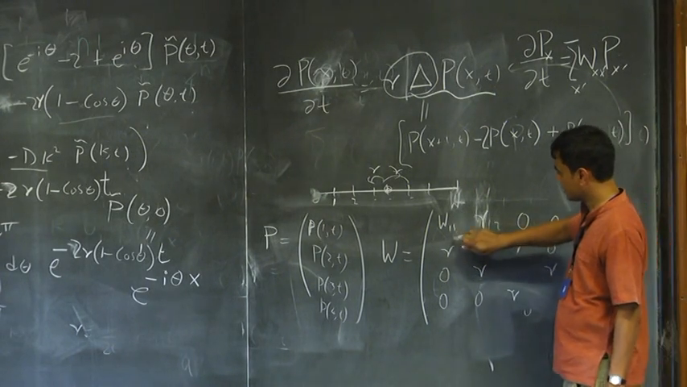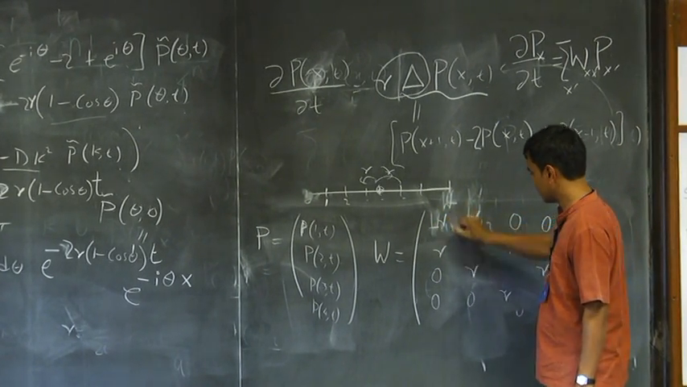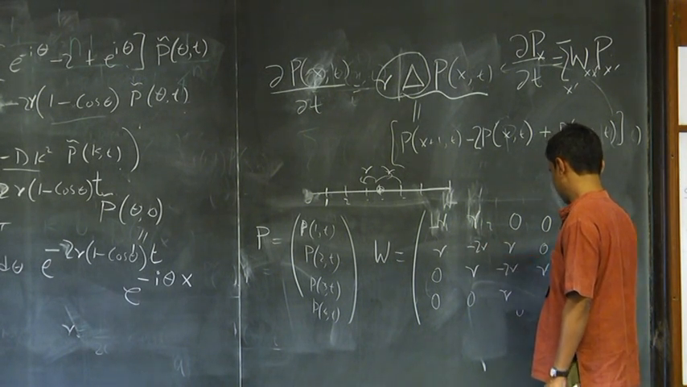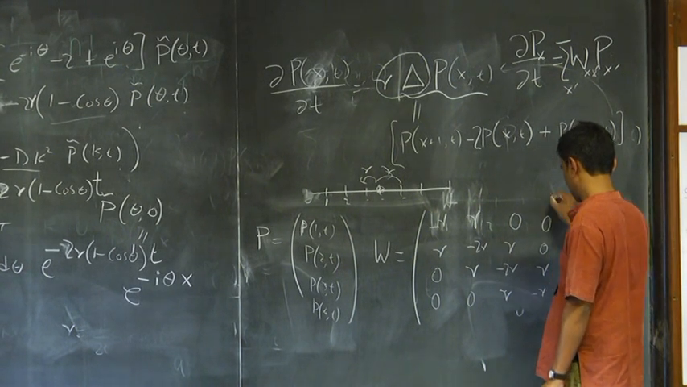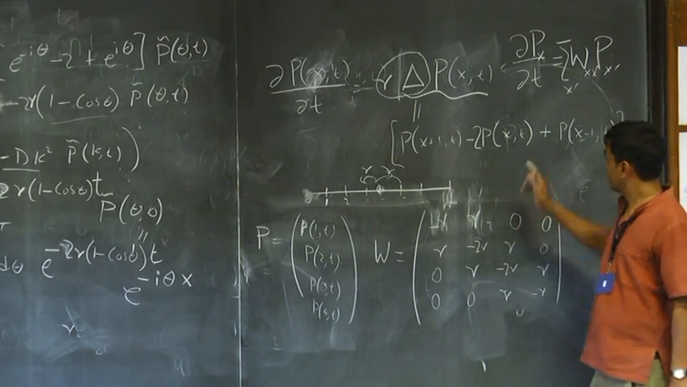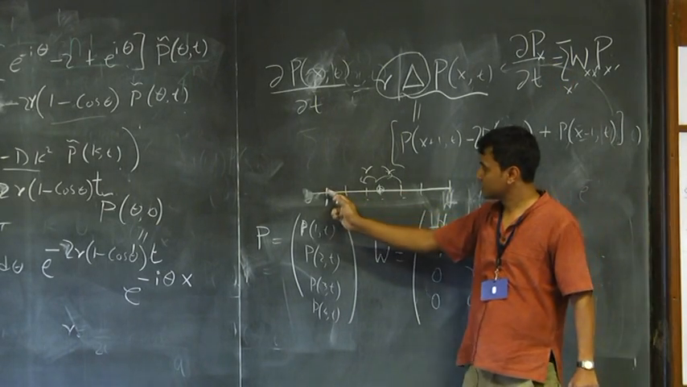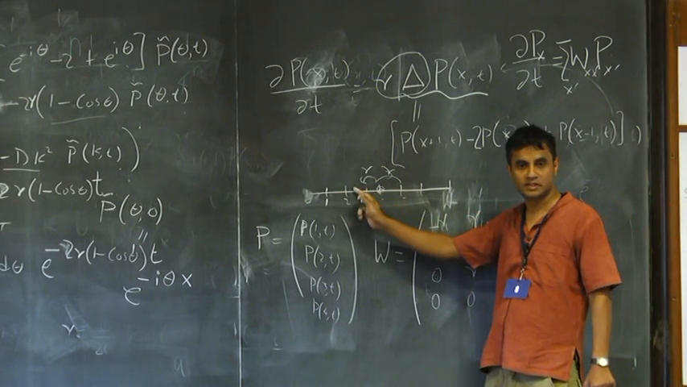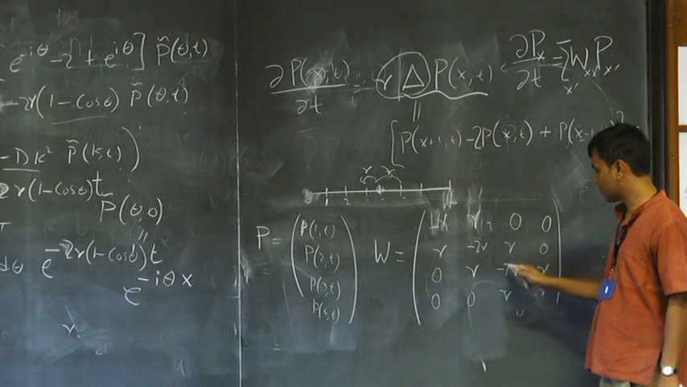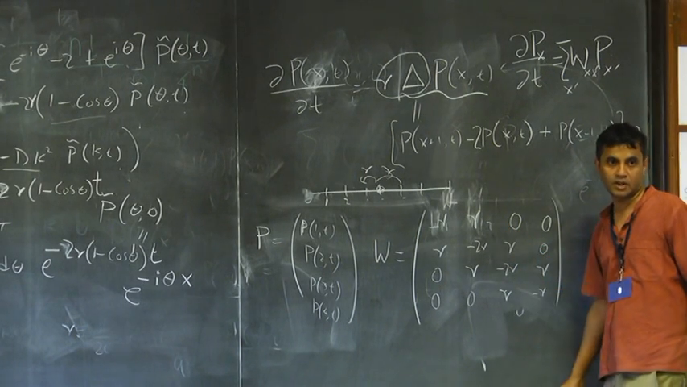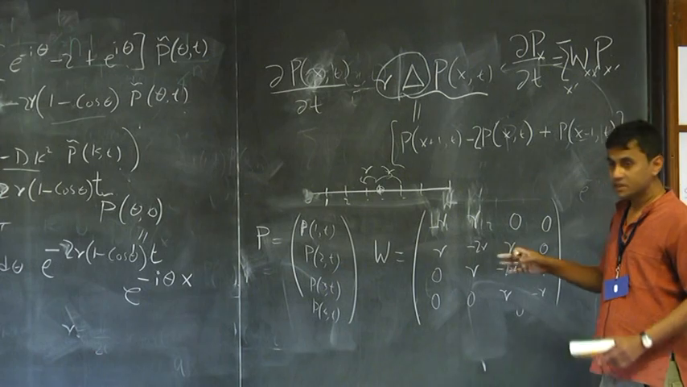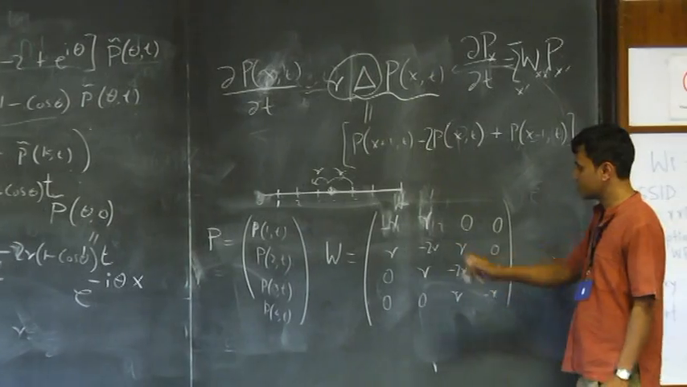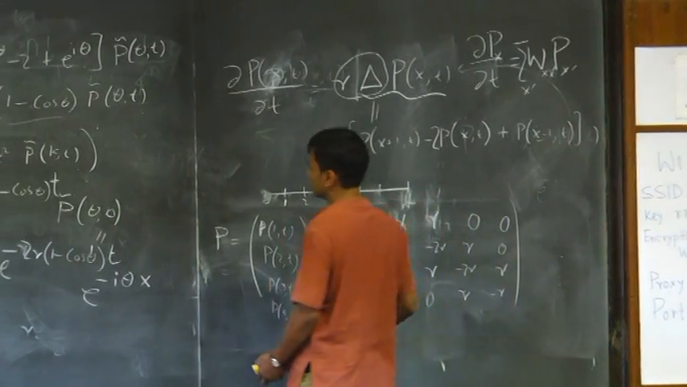Then we'll put the diagonal terms. The diagonal term here must be just minus R. This will be minus 2R. And because it can't go this way, this element is just minus R. It can only lose to this side. So these are the rates of loss from each site, and these are the gain terms. I am just writing the random walk in a different language. So this is the matrix, and now I have to solve this equation.